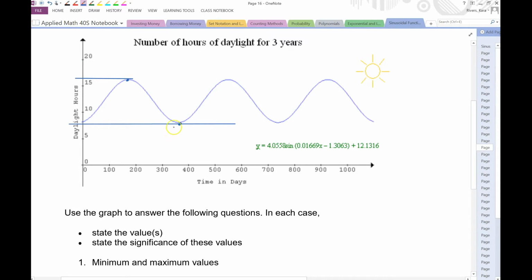And then the bottom one for the minimum, I actually probably didn't need to draw the line because you can see that that value is sitting right there where the graph starts. And that's about 8 hours. Okay, so let's write that down.